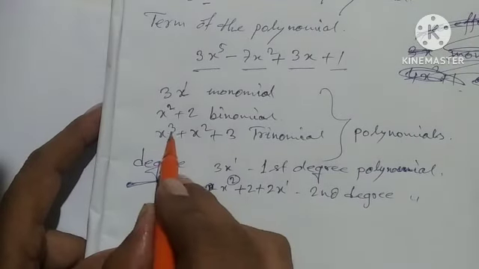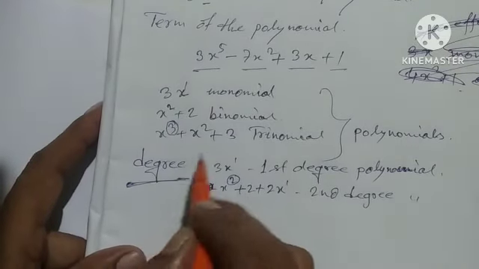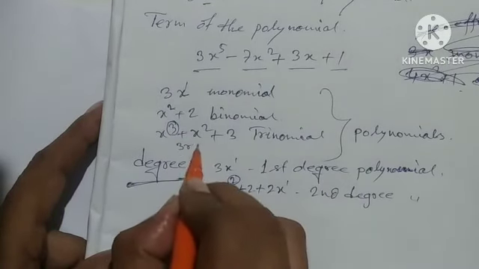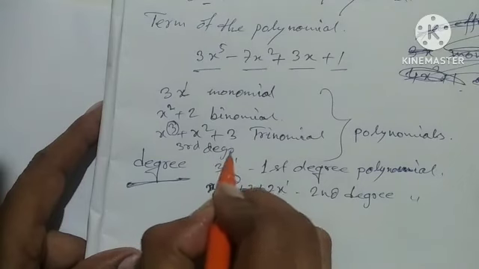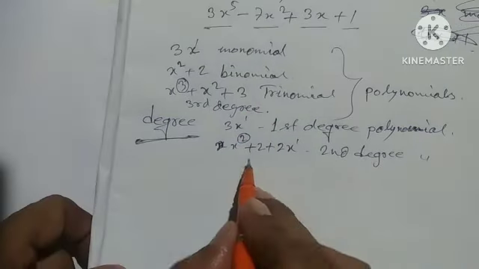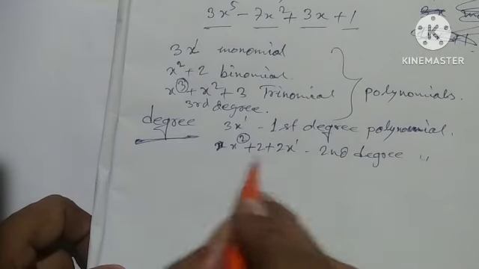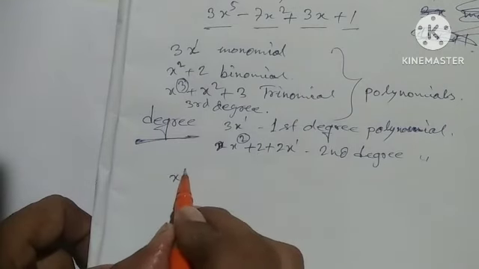And here the power of the x is 3. Therefore, it is a third degree polynomial. It is a third degree polynomial. This polynomial is called the second degree polynomial in one variable.